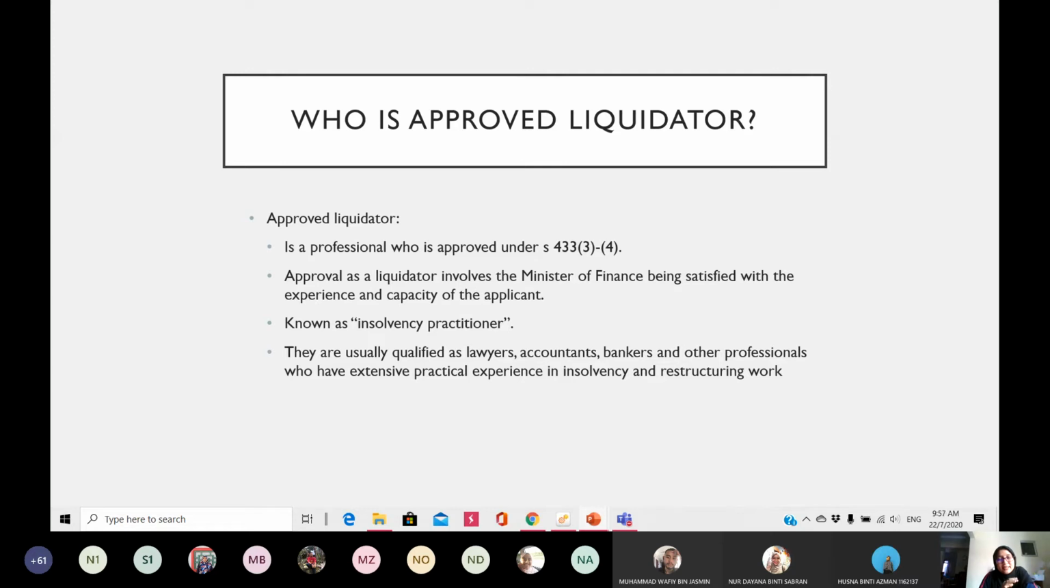So biasanya orang yang ada experience, biasanya kalau macam auditor tu dah certain time period dia jadi auditor, accountant for example, then they boleh apply to become an approved liquidator. The person is known as insolvency practitioner. They are usually qualified as lawyers, accountants, bankers and other professionals who have extensive practical experience in insolvency and restructuring work. So yang macam selalu juga kita refer pada Lee Shih tu kan, dia lawyers dan dia juga adalah insolvency practitioner.